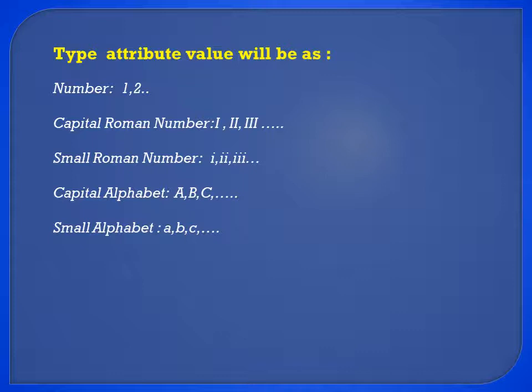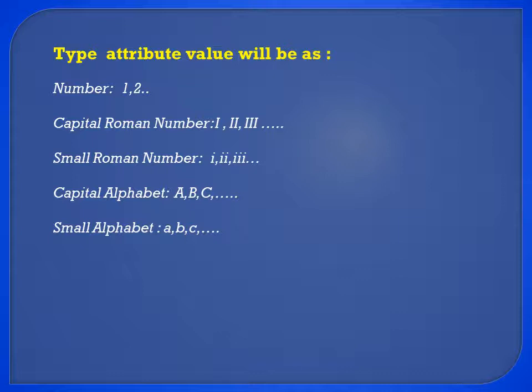So any one of these attribute values we can set for the numbering or marking in an ordered list. When you want numbers, we have to write type equals 1. When we want capital Roman numerals, then type equals, in double quotes, capital I. Then small, we have seen as an example. For the capital alphabet, we have to write capital A, and for the small alphabet, we have to write small a. So from this, your list is going to start.